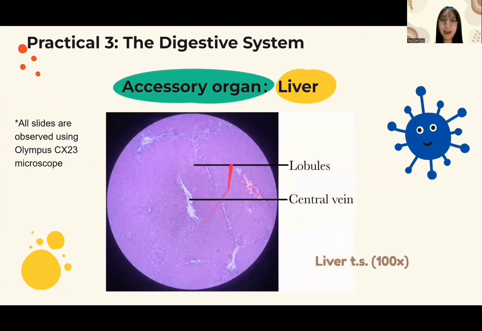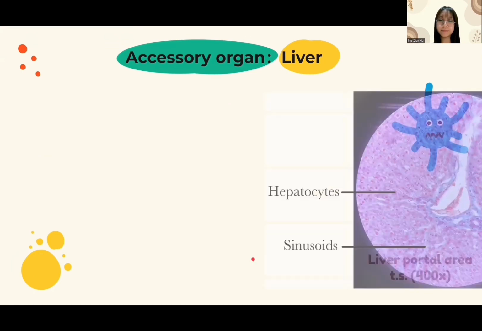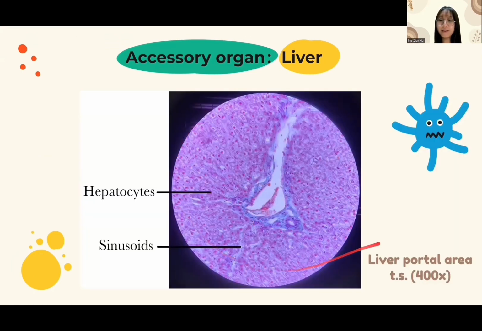This is a slide showing the accessory organ, the liver. This is called lobules, and this is called the central vein. This is the portal area of the liver. Next, this is a slide showing the liver portal area. This is the hepatocytes, and the white lines are sinusoids.